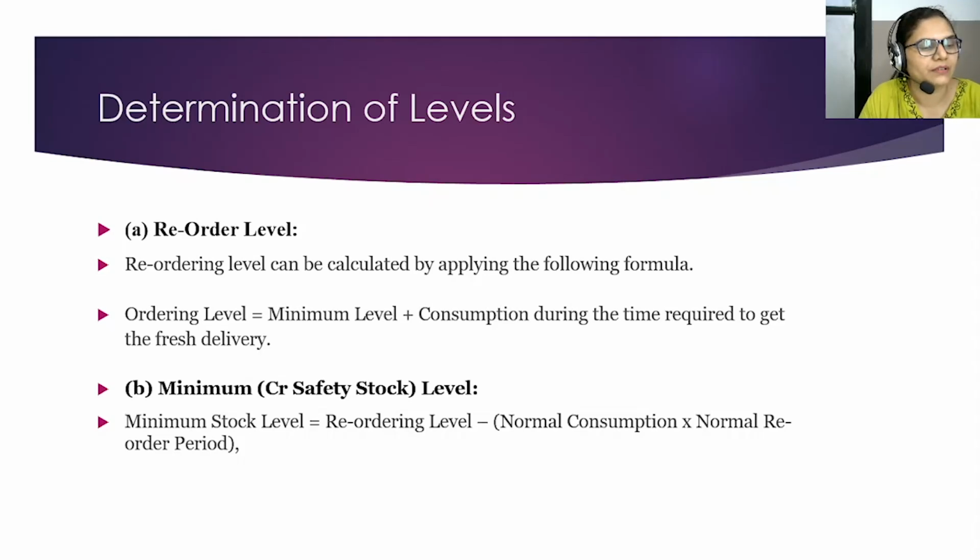Next is minimum level. This minimum level represents the quantity of material which must be maintained in hand at all times, meaning it is a level below which stock should never go. This represents the minimum quantity of material which must be maintained in hand at all times. This quantity is fixed so that production may not be held up due to shortage of materials. The formula for calculating minimum level is equal to reorder level, which we have already calculated, minus normal consumption into normal reorder period.